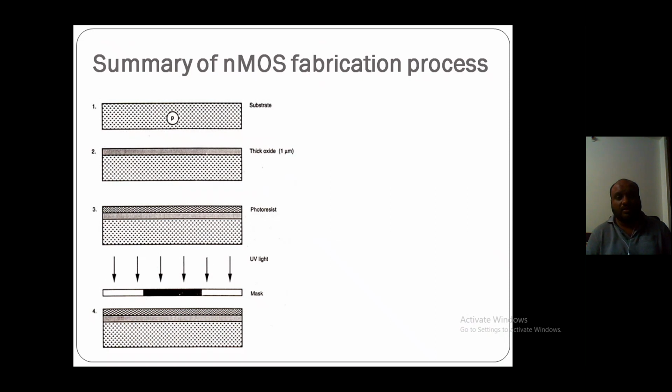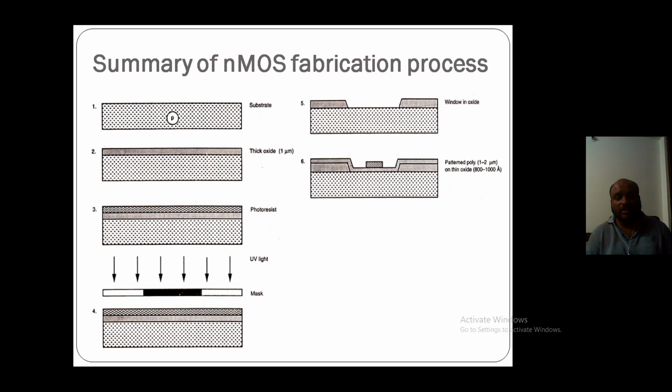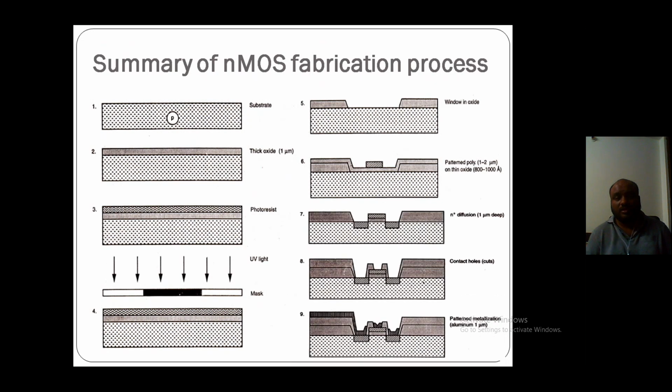Summary of the NMOS fabrication process, you can have a quick look. It starts with a substrate, followed by thick oxide and a photoresist with a mask and UV light to form a window in the oxide to define our transistor region, that is, to form drain, source and gate. Then followed by polysilicon, patterned polysilicon, then source and drain diffusions, then contacts, with the remaining portion covered with silicon dioxide, then followed by the metallization and its patterning.